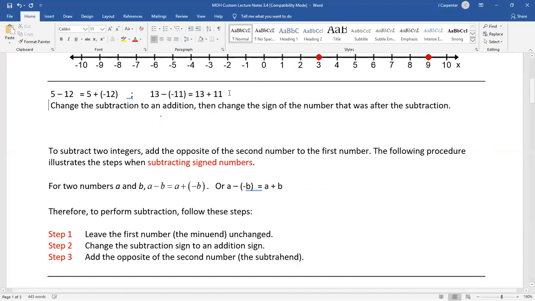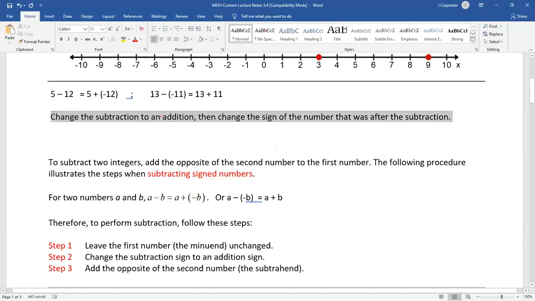In fact, let me make this its own line. Let me highlight it to really emphasize. Change the subtraction to an addition, change the sign of the number that was after the subtraction. That's what these 3 steps say.